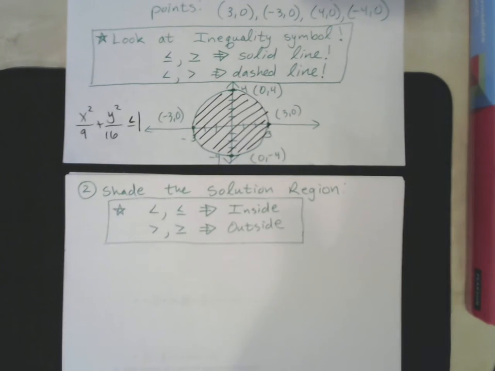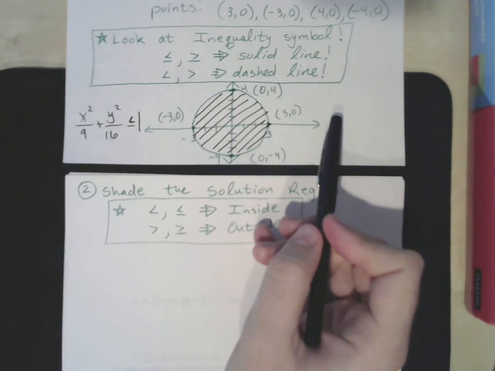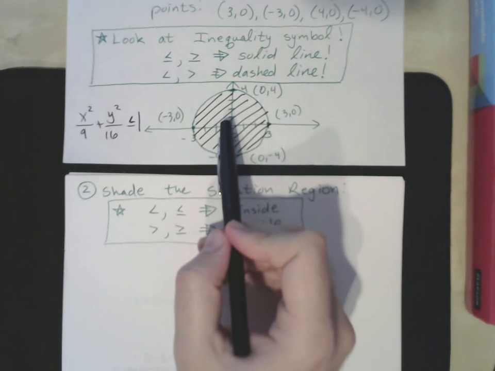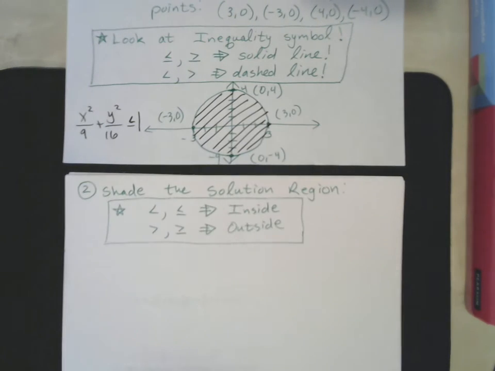So you can always double check where you're supposed to shade. And if you're ever not sure, pick a point inside or outside and test it. Because if it works once here, it's going to work everywhere inside. That's how inequalities work. They're not going to change based on the problem, based on the point. So let's take a look at another example then.